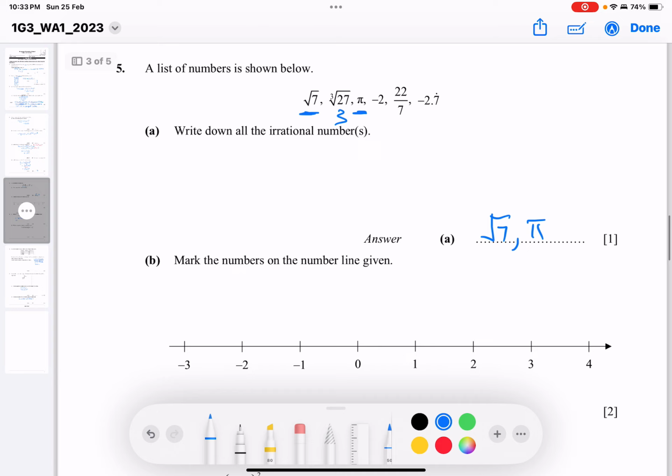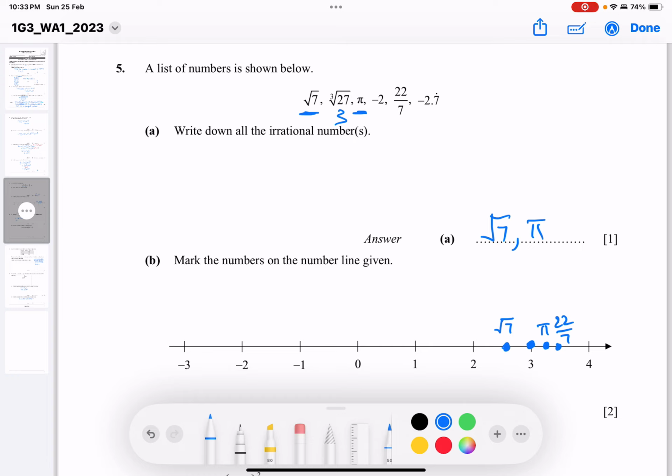And we have to represent this list of numbers on the number line. Root 7 is about 2 point something, so we put it down. We have to write down root 7 because it's not on the number line. Okay, so the cube root of 27 is 3, so we don't need to write it down because the number is there. And then we have 3.142, that is pi. And then 22 over 7, which is slightly more than pi.